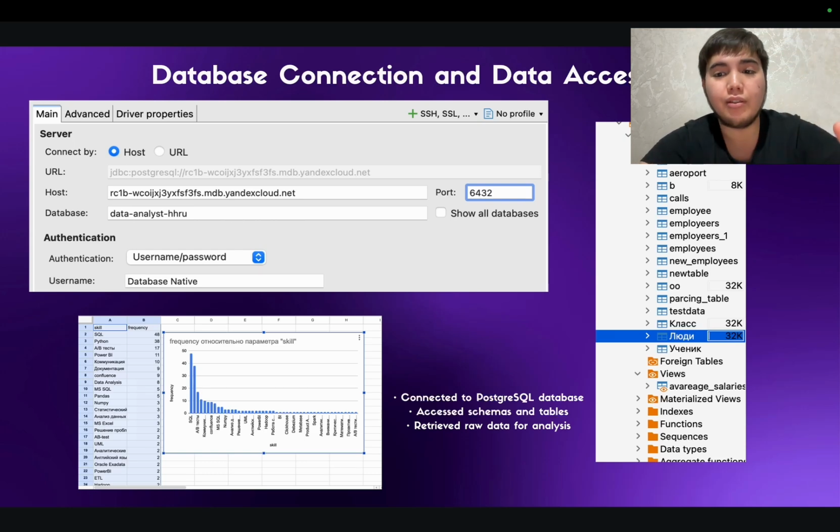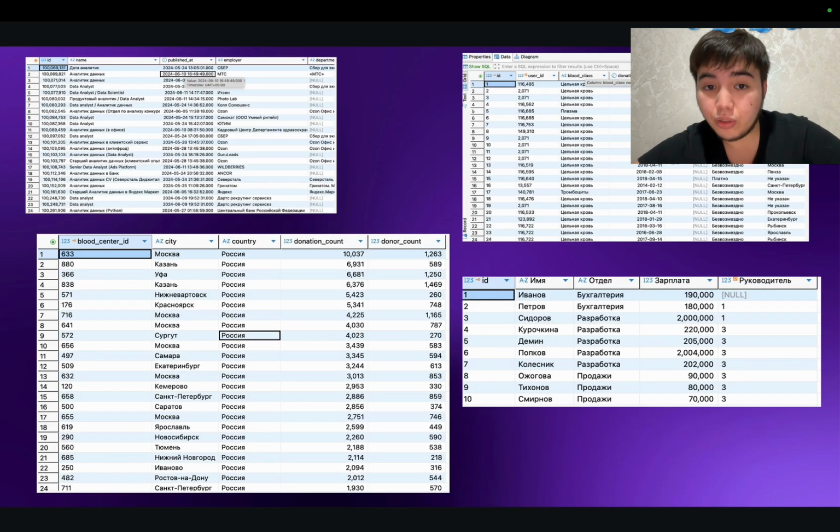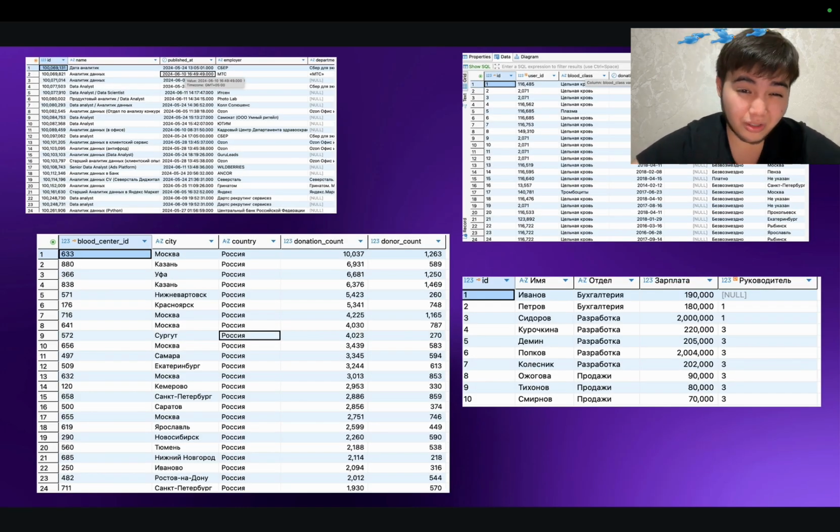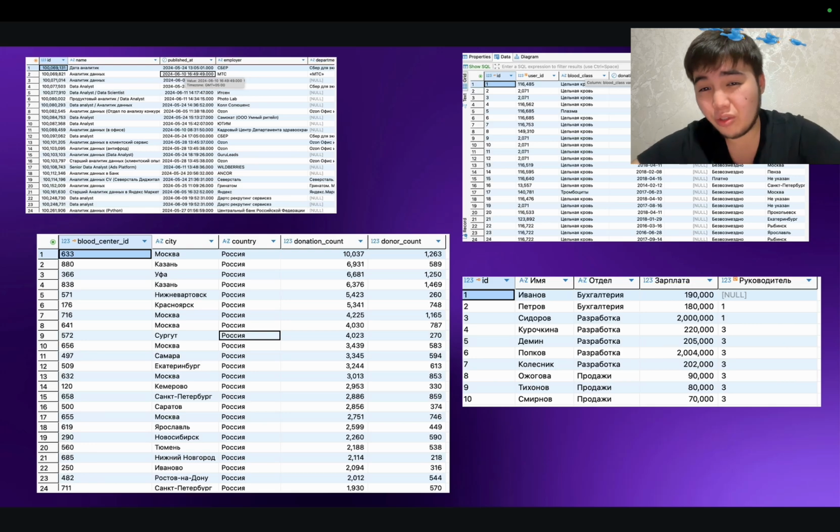I looked at what tables there are and what type of information and data types there are, like integer, varchar, or something else. Here you can see examples of raw data that I worked with. At this stage the data is not processed yet, so the main goal was just to understand and see what it is and what type of data there is.